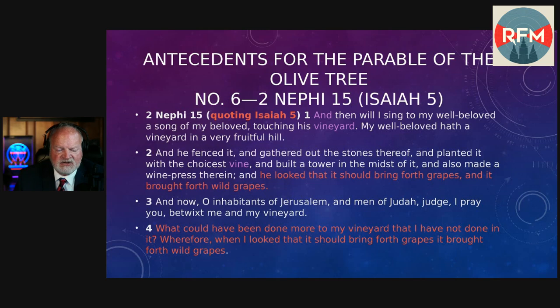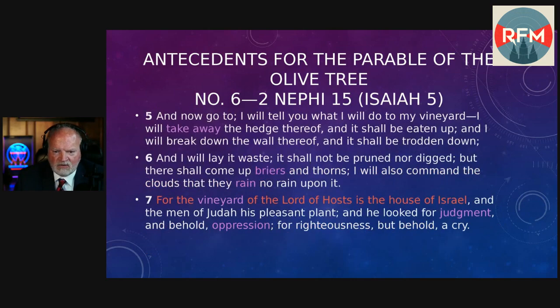This is an expression taken directly out of Isaiah chapter 5 and put in Jacob chapter 5. What could have been done more to my vineyard that I have not done in it? Wherefore, when I looked that it should bring forth grapes, it brought forth wild grapes. And now go to, I will tell you what I will do to my vineyard. I will take away the hedge thereof, and it shall be eaten up. And I will break down the wall thereof, and it shall be trodden down. And I will lay it waste. It shall not be pruned nor digged, but there shall come up briars and thorns. I will also command the clouds that they rain no rain upon it.